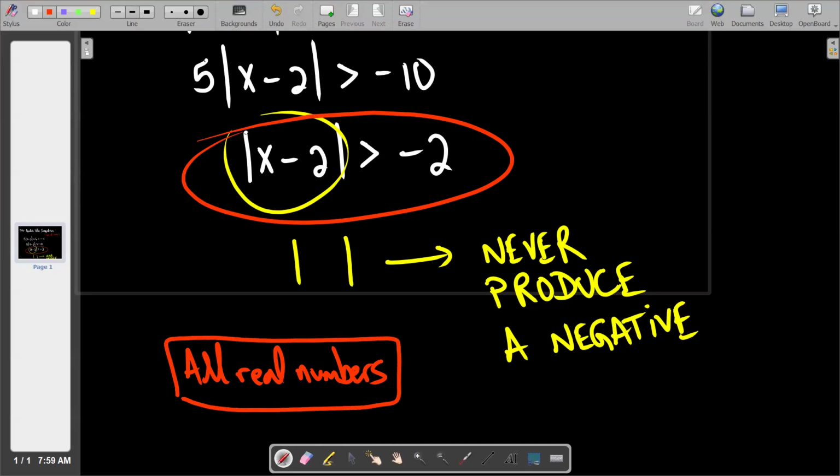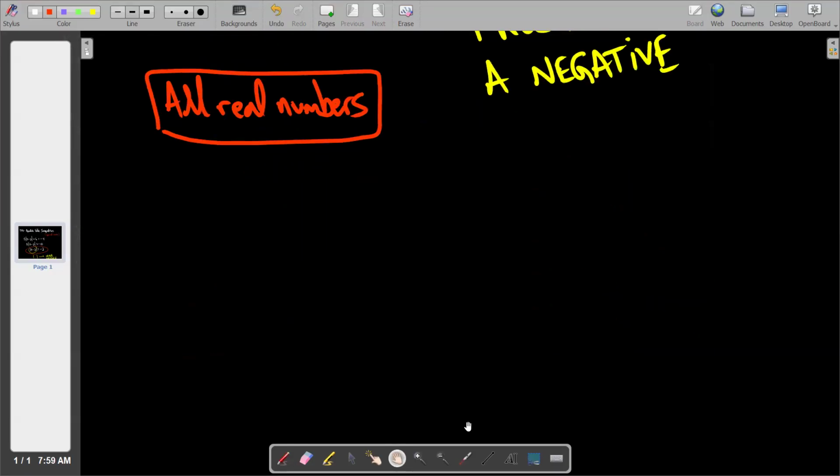And the way we graph an all real numbers situation is a little bit silly, but you have a number line.